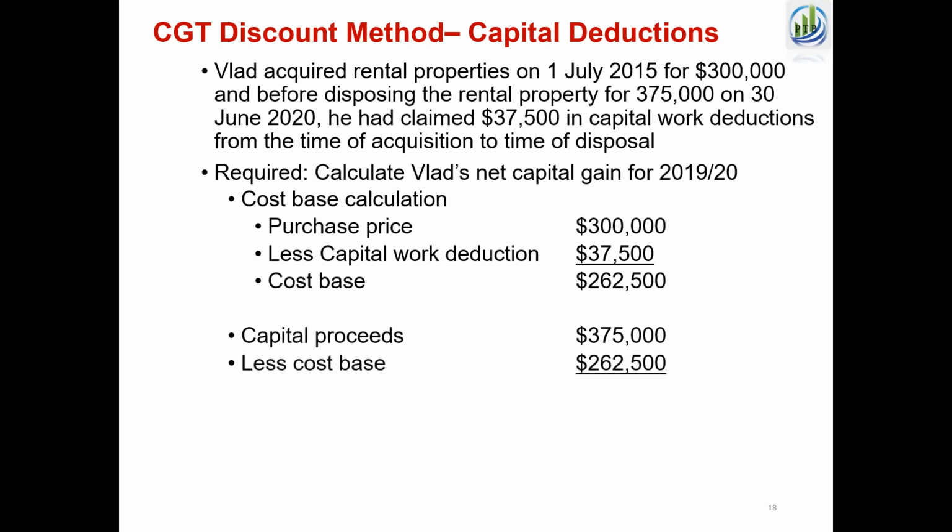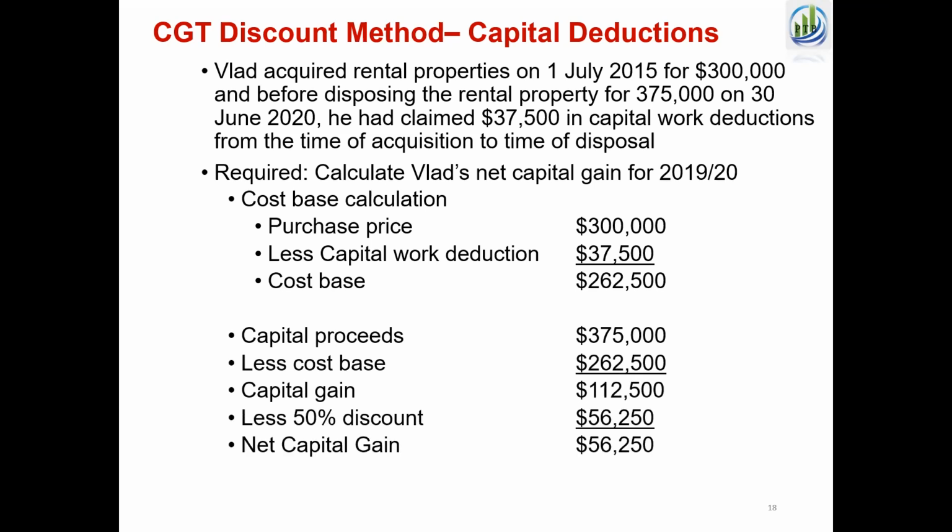So 375, he sold that. The cost base will now not be 300,000, it is 262,500, because that 37,500 you already claimed, and the capital gain will now be 112,500, right? I will cover this capital work deduction under the rental property income later, down the track. 50% discount for Wallet, assuming that is an Australian resident. You held it more than 12 months, therefore 56,250 is your net capital gain.